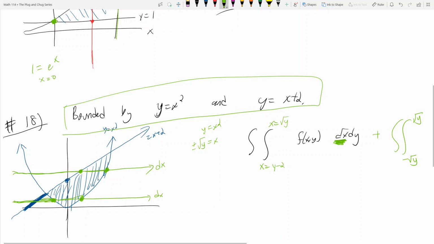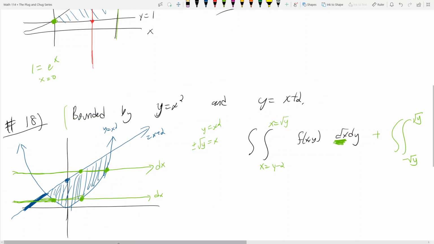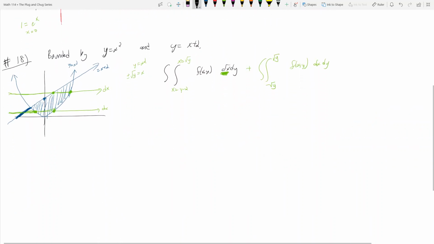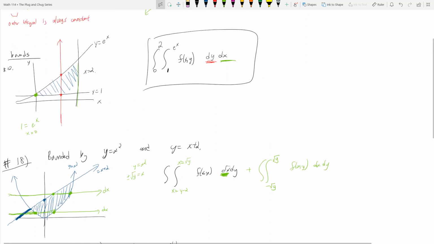Always draw this figure. Always draw the picture. But how do I know not to waste time doing dx dy? And here's how you figure that out. So notice my region. My region is y is equal to x squared, and y is equal to x plus 2. How do we set the inside bounds? The inside bounds are always going to be my functions.